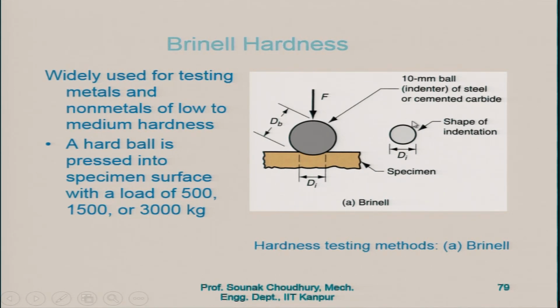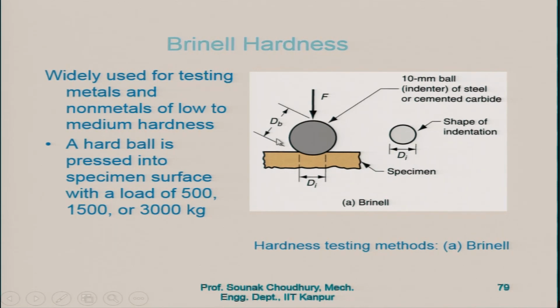So, the shape of the indentation will be semicircular like this, and this is the diameter di on the specimen. As you can see, this di is measured after the force is removed and the ball is removed. So, this is how the Brinell hardness is tested. It is widely used for testing metals and non-metals of low to medium hardness normally.